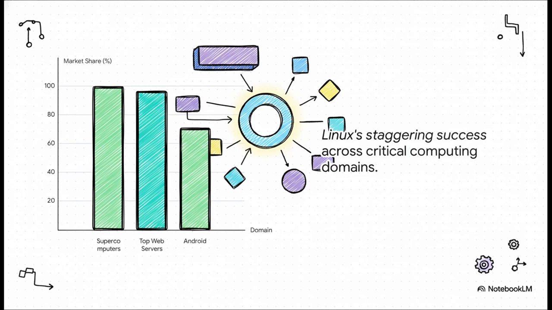And the scale of its success is just mind-blowing. Let's look at the numbers. 100% of the world's top 500 supercomputers run Linux. Over 96% of the top 1 million web servers? Yep, Linux. And your phone? If it's an Android, you're running a Linux kernel. This is why it's so critical for developers, the cloud, servers, embedded devices. It is literally the invisible backbone of the modern internet.